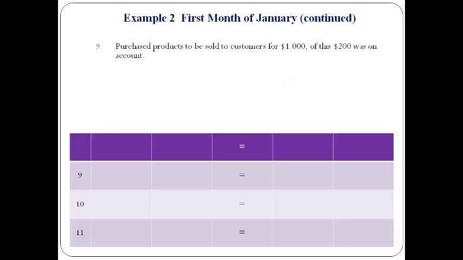The company purchased products to be sold to customers for $1,000. $200 was put on account. Goods and services provided to customers? No. Service provided to the company? No. Asset used to provide for customers? No. Was an asset purchased? Yes. That asset was inventory, so was cash paid? Some. That was the $800 difference.